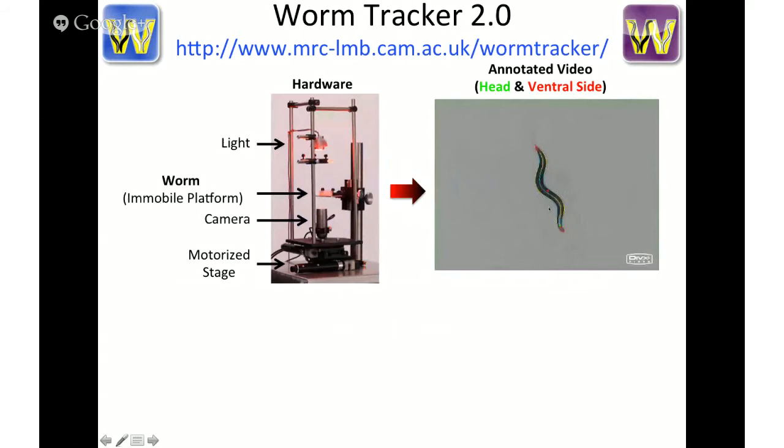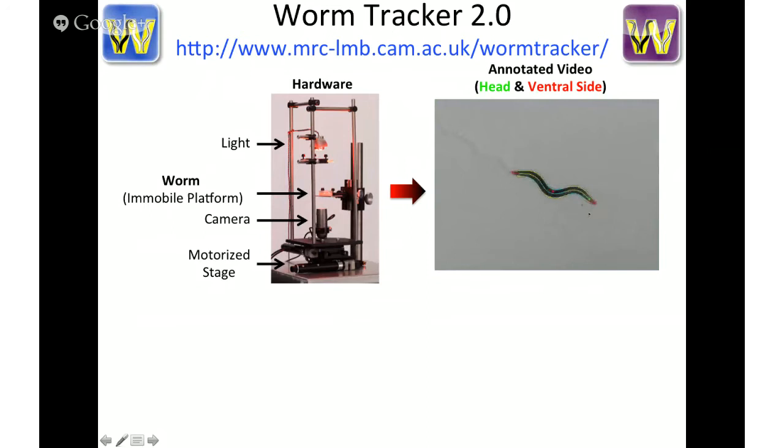This is an annotated video, and it's been automatically annotated. So this green dot you see here marks the head of the worm. Overlaid on top of the worm is the contour that I've extracted and the skeleton. So this is what my code is basically trying to figure out: what is worm and what is not. And you can see here that it's delineated the contour and the skeleton of the worm.